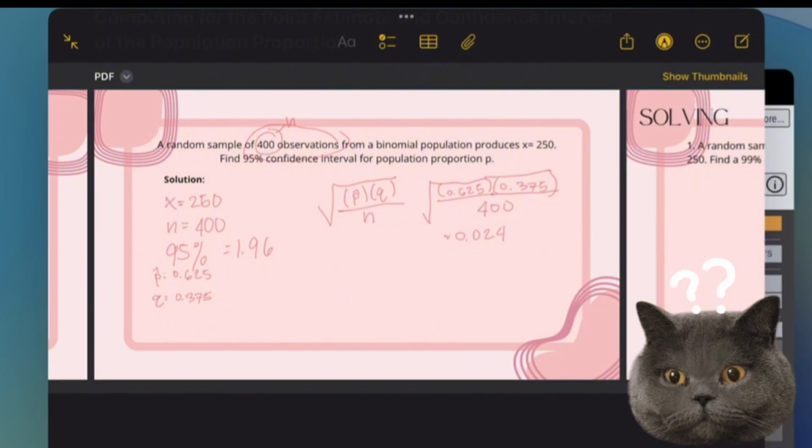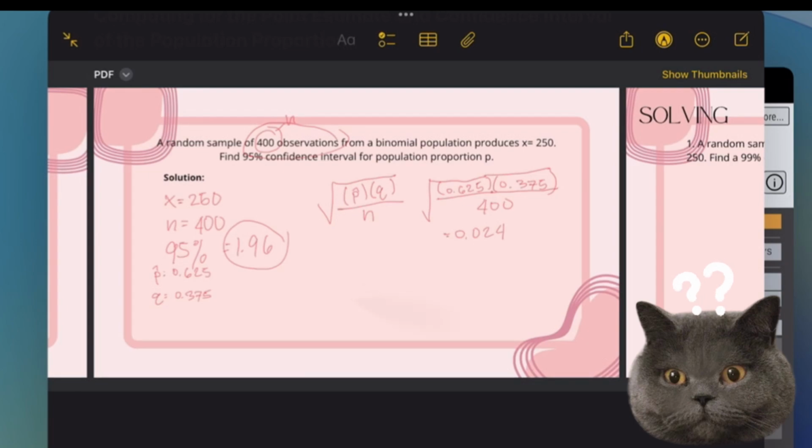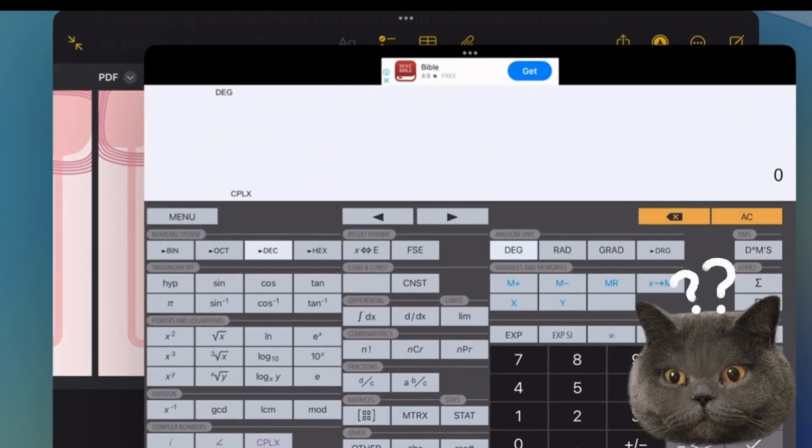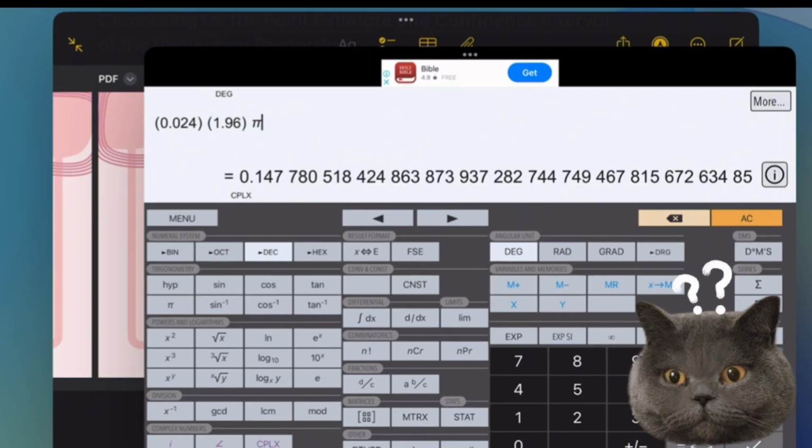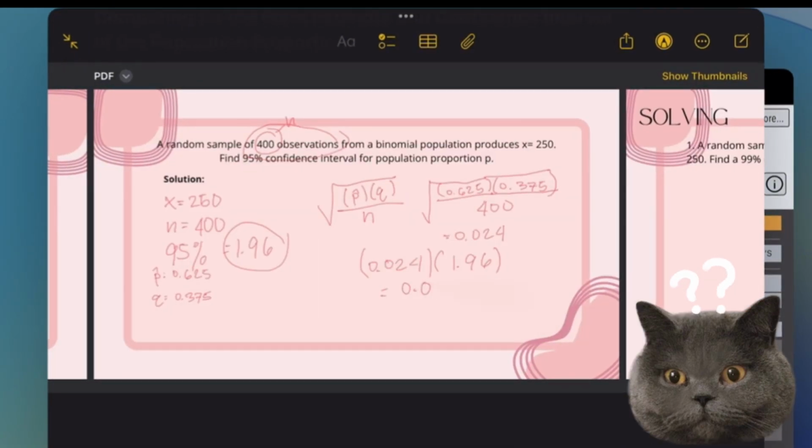Our next step is getting the margin of error. Para makuha si margin of error, kung ano yung nakuha natin sa SE, ita-times natin kay critical value. So, we have 0.024 times 1.96. We have 0.047. Tama po ba? So, our margin of error is 0.047.